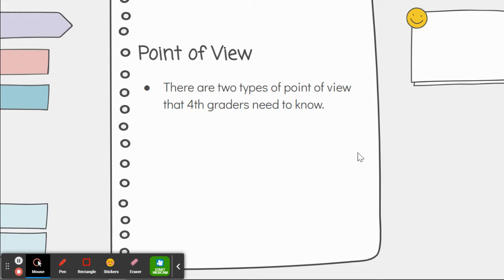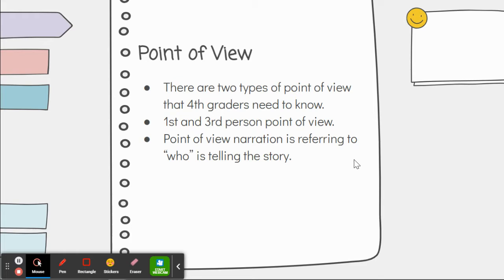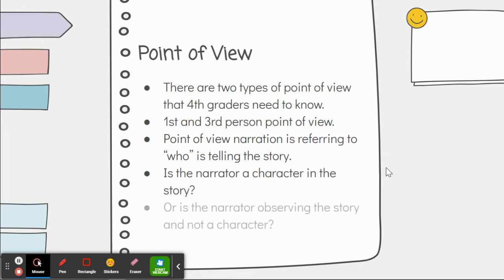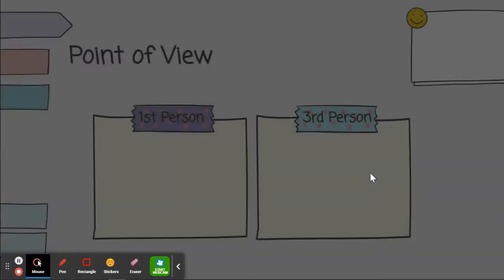So there are two types of point of view that fourth graders need to know. First and third person point of view. Point of view narration is referring to who is telling the story. Is the narrator a character in the story? Or is the narrator observing the story and not a character? Just a quick message about this too: these are very easy to tell. You should know in the first few pages what the narrated point of view is in a story.